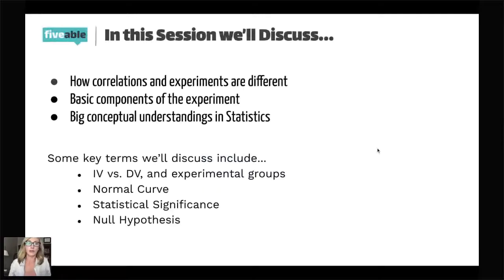So in this session, we will discuss how correlations and experiments are different. You probably know what that difference is, but it leads us to the more complicated stuff, and hopefully seeing that tie will make it easier for you. We'll cover the basic components of an experiment and the big conceptual understandings in statistics. Some key terms: independent and dependent variables, experimental groups, the normal curve, and what that could look like on the test, statistical significance, and null hypothesis. I'm betting those last two terms are what kind of freak you out. Don't worry, we're going to talk about it.